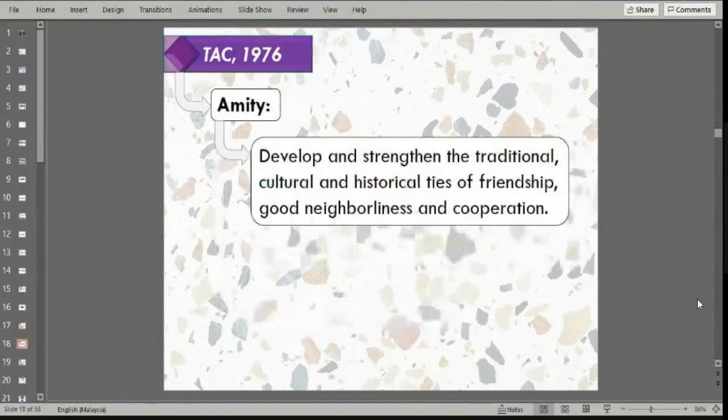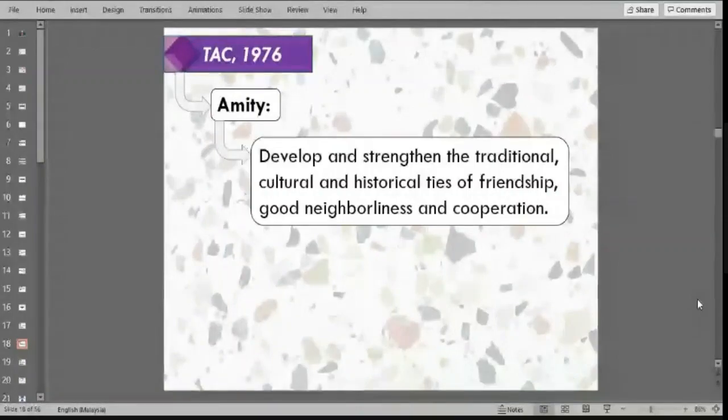So amity or friendship refers to the goal of developing and strengthening the traditional, cultural, and historical ties of friendship, good neighborliness, and cooperation among the member countries of ASEAN. So the friendship that ASEAN wants to establish between each other is based on those traditional ties of friendship. Traditionally, the countries in Southeast Asia have had this bond of friendship between them.